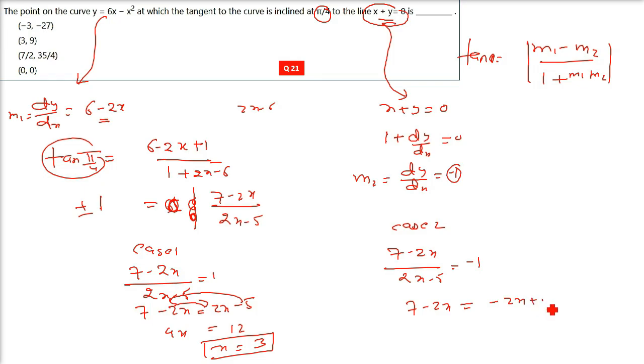It will be -2x plus 5. So this 2x gets cancelled. You get 7 equals 5, which is impossible. Which is impossible actually, you know. So as x equals 3, you will only use this one.